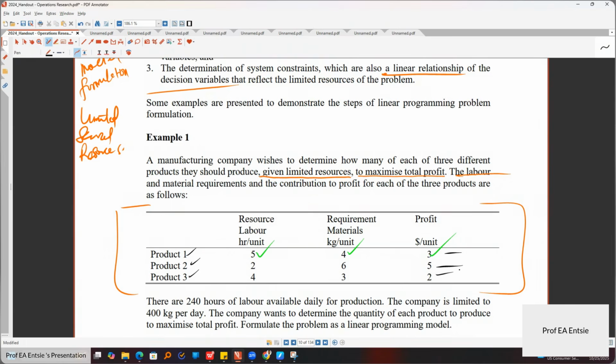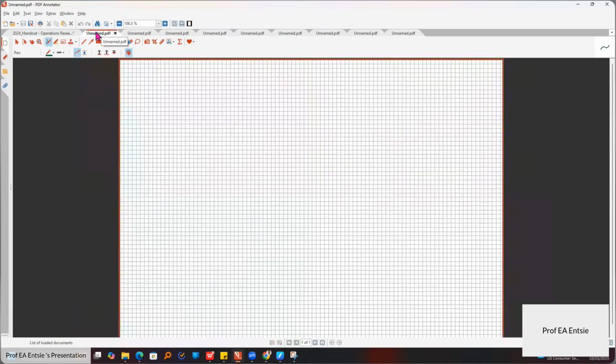Right now, there is a labor hour constraint and a material constraint here. You see all this within a couple of minutes. So now, identification of decision variables, that's the first step. So we are solving this. Identification of decision variables. So what do we say?